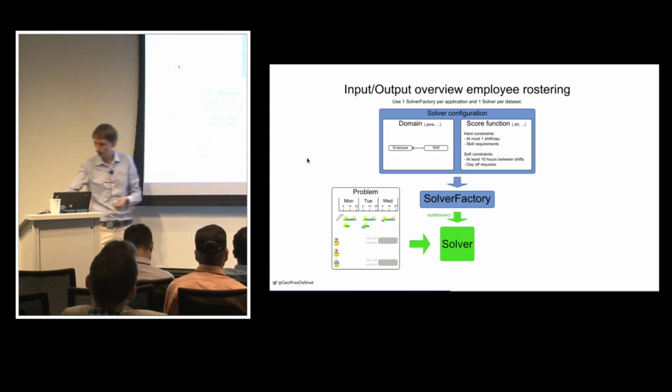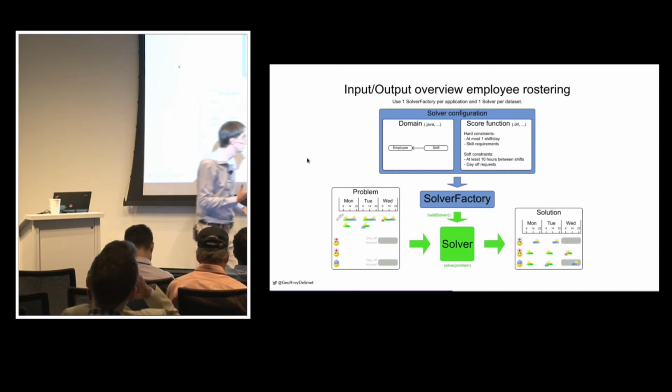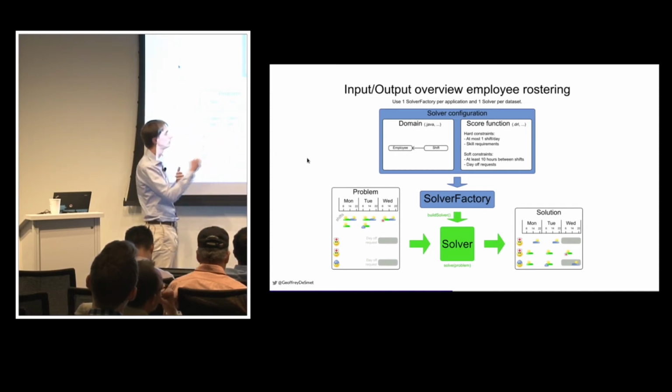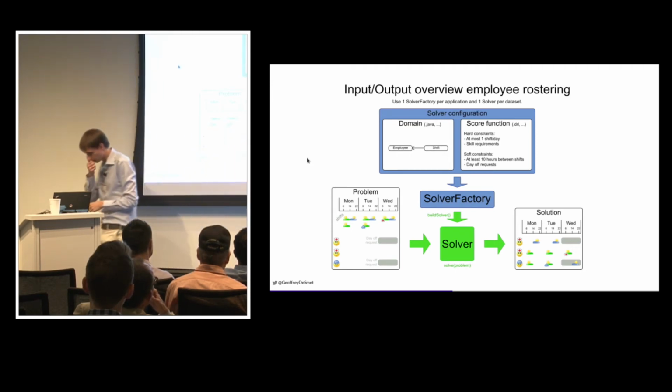OptoPlanner starts solving, thinking, thinking, not really thinking. It's an algorithm that just goes through a lot of combinations and weighs those in a smart way. It's not a danger for mankind or anything like that. But anyway, it brings up a solution. So you can see here all the shifts are assigned. It does break one of the day off requests, which makes sense because we have two shifts on Wednesday and only 1 employee that wants to work. So it makes sense that one of the soft constraints will be broken there.